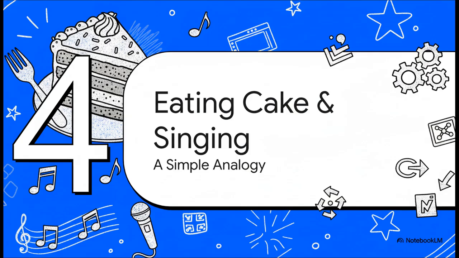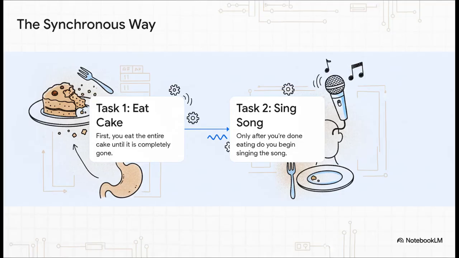All you need to remember is eating cake and singing a song. So the synchronous way is super simple. You do one thing and one thing only. You eat the entire cake. Then, only after the cake is completely gone, you sing the entire song. One task after the other, no overlap.